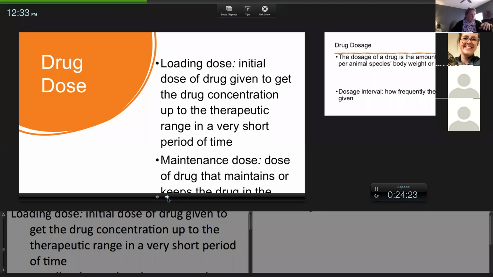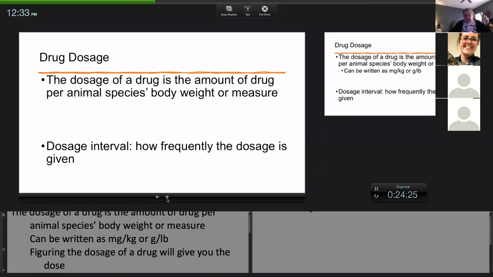Again, if you're giving something once a day, if you're giving 50 milligrams once a day, then 50 milligrams is your daily dose because you only gave it once. But if you give it twice, it's 100 milligrams. So it's really your dose at one time times your interval.